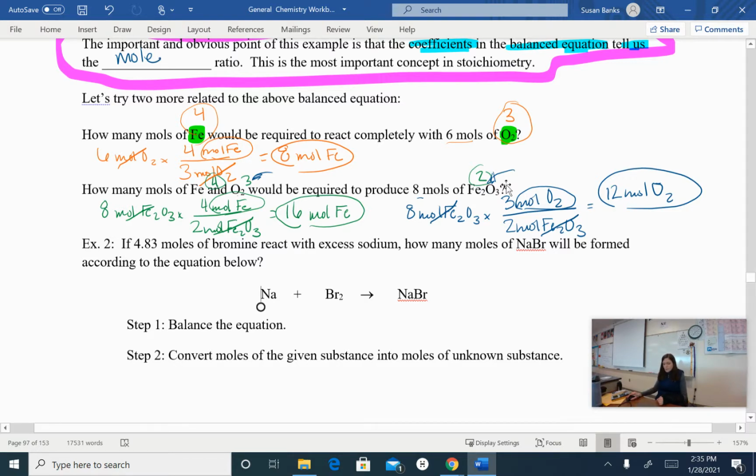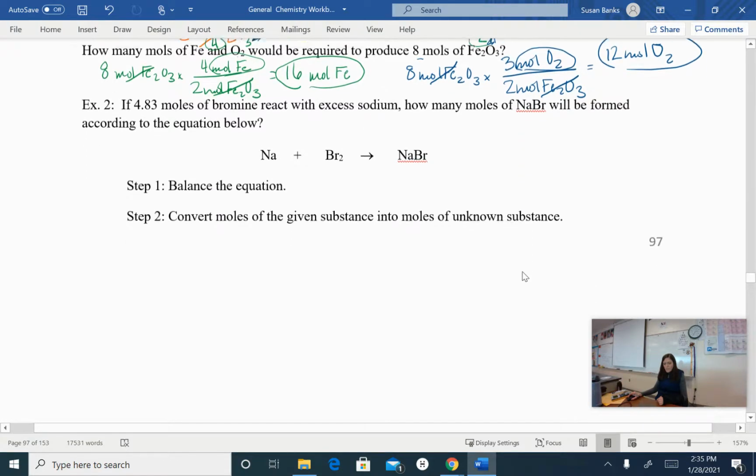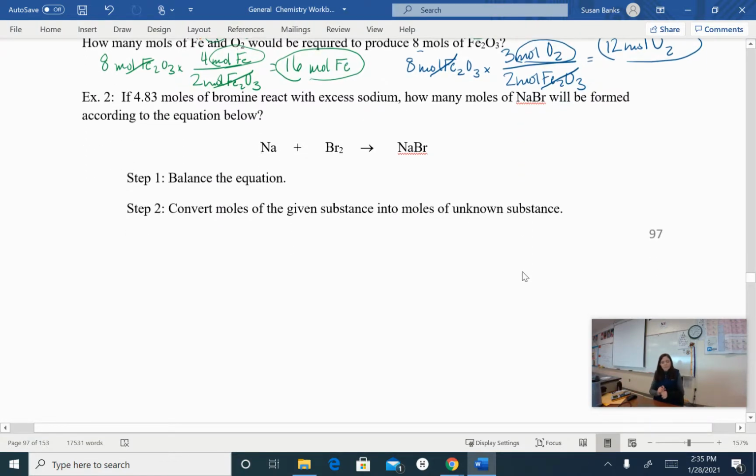Let's do another reaction. If I have 4.83 moles of bromine and it reacts with excess sodium, how many moles of sodium bromide will be formed according to this equation below? Okay, so the very first thing we've got to do is balance this chemical equation. Okay, so let's balance this chemical equation.